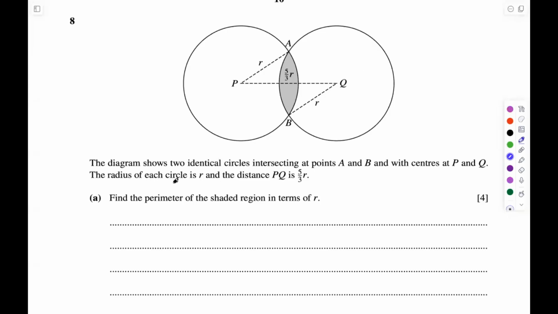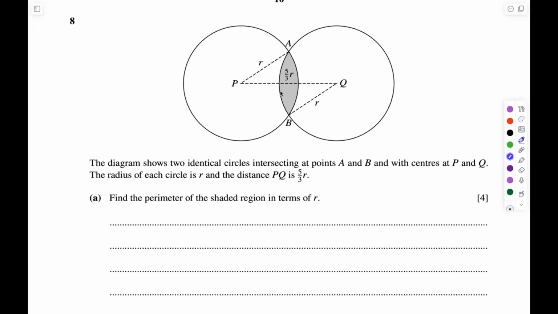In question 8, the diagram shows two identical circles intersecting at points A and B with centers at P and Q. The radius of each circle is R and the distance PQ is 5/3 R. In part A, we have to find the perimeter of the shaded region.